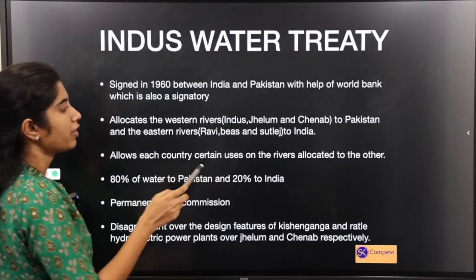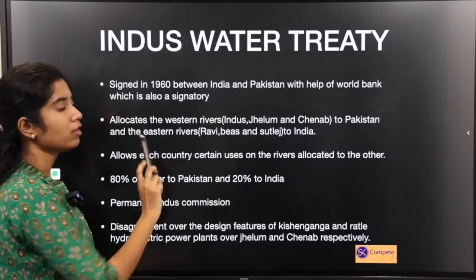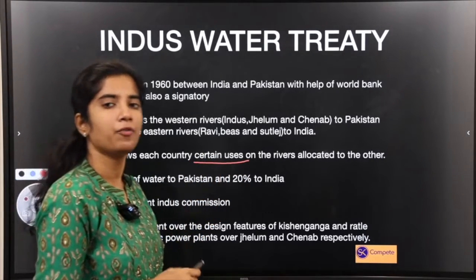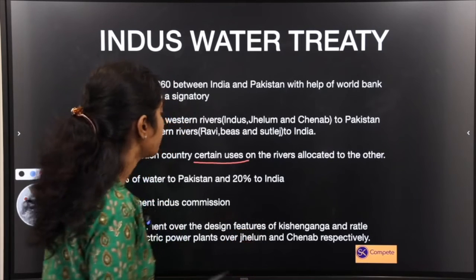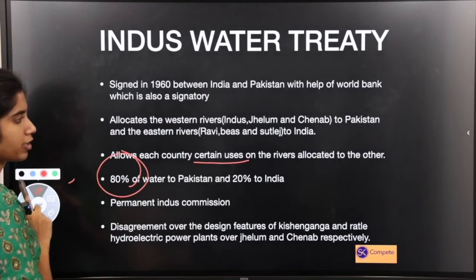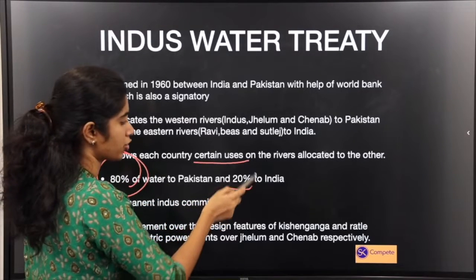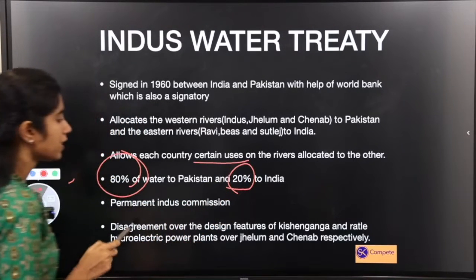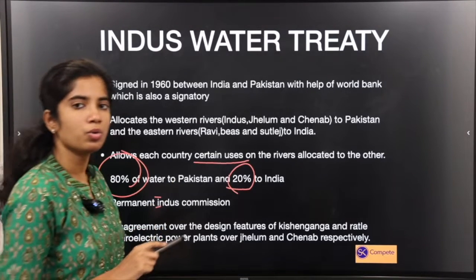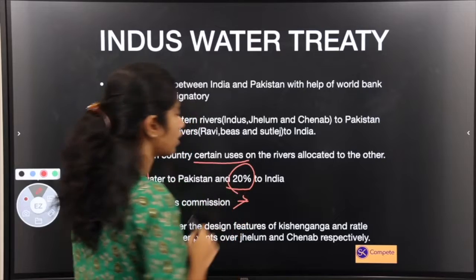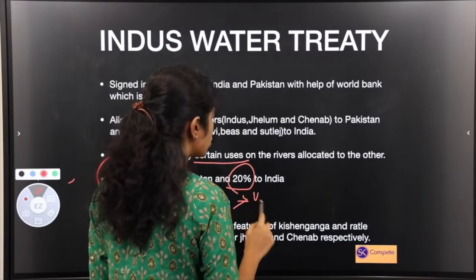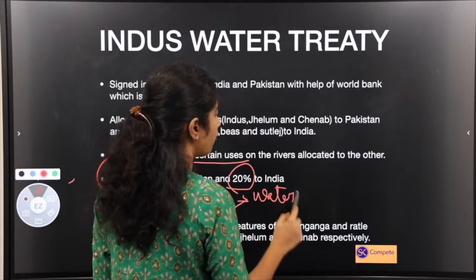So each country can use the river allocated to other for certain purposes. What are the certain purposes? For domestic purposes and for construction of hydroelectric power plants also. In this way, 80% of water is allocated to Pakistan, only 20% to India. Permanent Indus Water Commission is being set up to resolve the disputes and to overcome any disagreement over the proposed projects. So this usually shares water data, flood data.